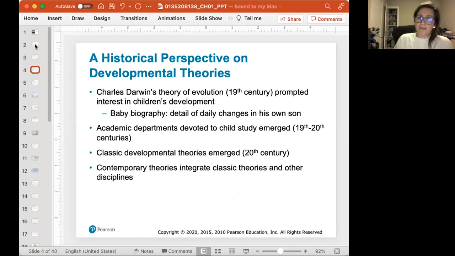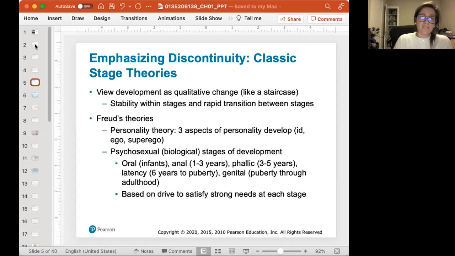So a historical perspective on developmental theory. So Charles Darwin's theory of evolution in the 19th century prompted interest in children's development. He did a baby biography detailing the changes in his own son's development as a method of examining that. And then academic departments devoted to child study emerged in the 19th and 20th centuries. And then classic developmental theories emerged in the 20th century. And lastly, contemporary theories integrate classic theories and other disciplines.